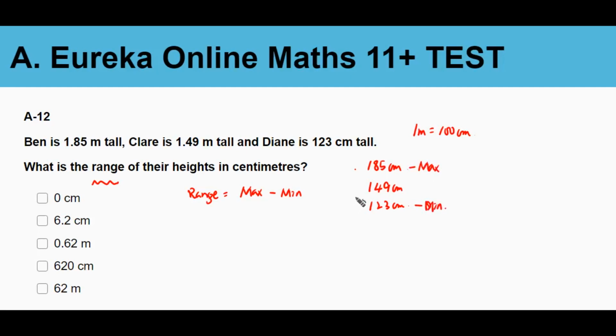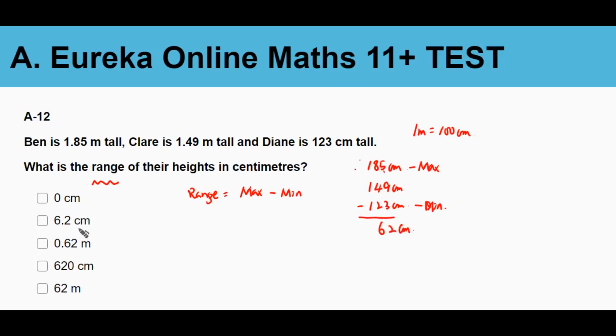So now if you consider the range, the difference between Ben's and Diane's heights is 185 minus 123. 5 minus 3 is 2, 8 minus 2 is 6, so 62. Now the range is 62 centimeters.